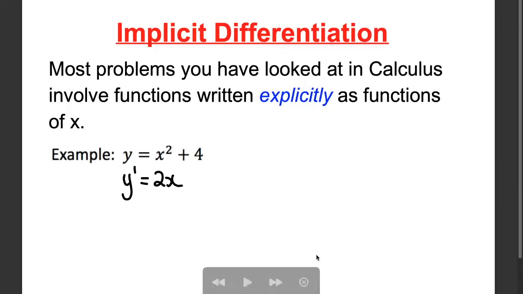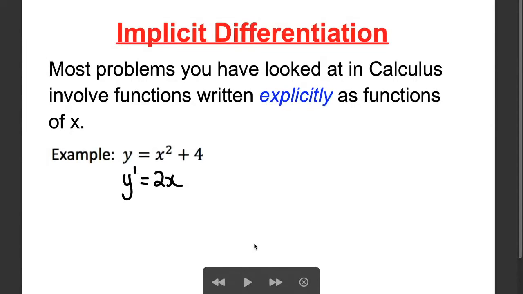So for example, here I have y is equal to x squared plus 4. This function is written explicitly in terms of y and x. It is clear what the y is, it's clear what the x is. And I can then easily calculate the derivative. y prime is equal to 2x. So this is what we've been doing so far.